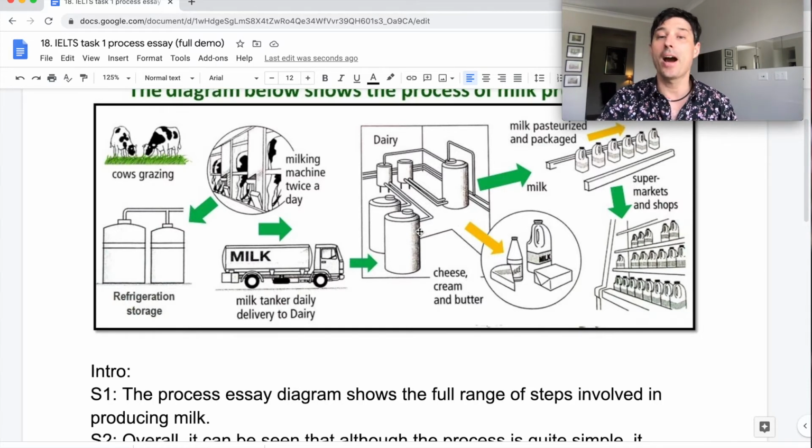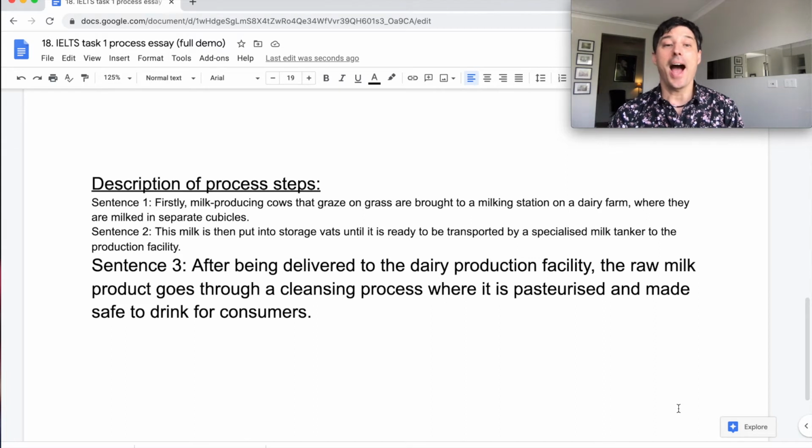So we only need now to talk about from here to the supermarket, which is not really much more, maybe one or maybe two more sentences. So let's do sentence 3. Okay, so here's that third sentence. After being delivered to the dairy production facility, the raw milk product goes through a cleansing process where it is pasteurized and made safe to drink for consumers.